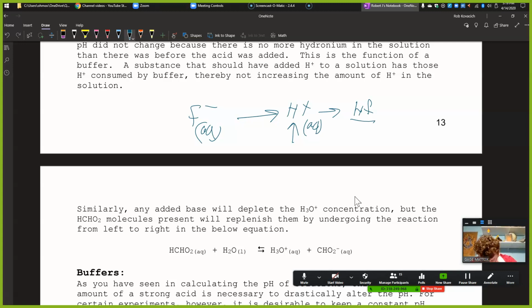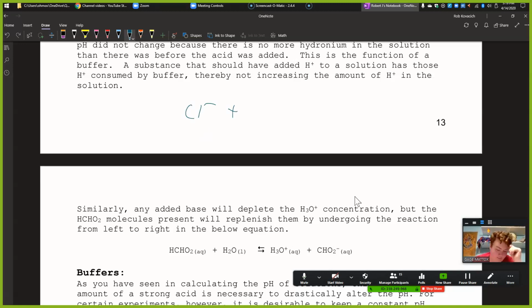Oh, okay. So tell me what happens in this situation. How many times can I back up? There we go. Back it up. So what happens if I've got chloride and H plus gets added to the system? It forms hydrochloric acid.